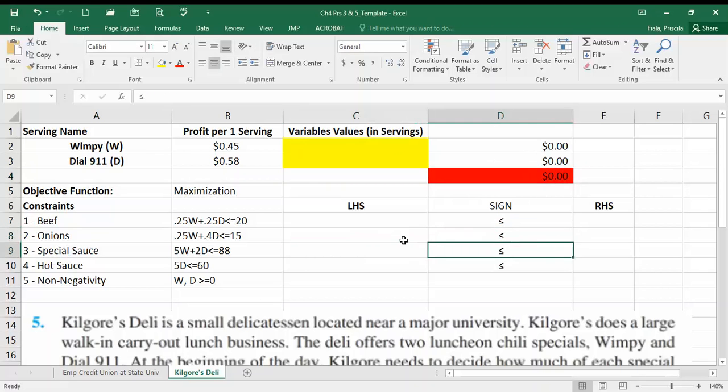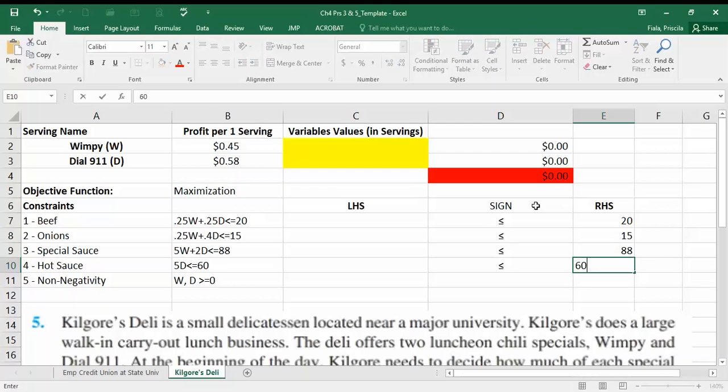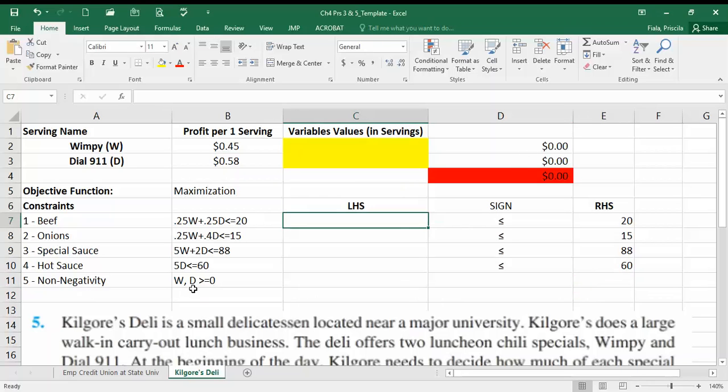Now we're going to go to the constraints. We have the left-hand side, which is before the sign, and then we have the right hand side. The right hand side does not modify. This is the maximum you can do. So right here we have 20, correct? No more than 20, no more than 15, no more than 88, and no more than 60, correct? 15, 20, 15, 88, 60. So I repeat it over here. You don't have to put anything on the non-negativity one. We can do that in Solver.